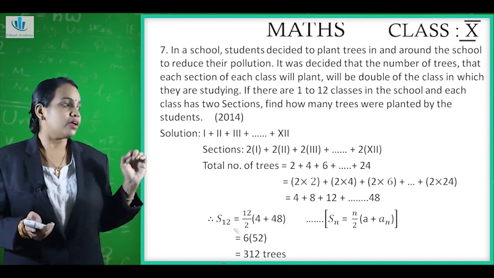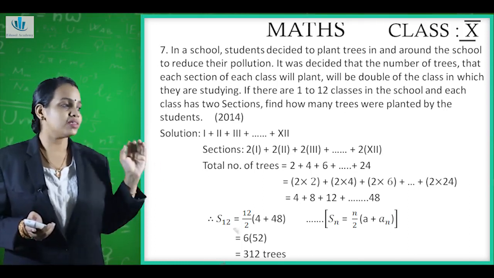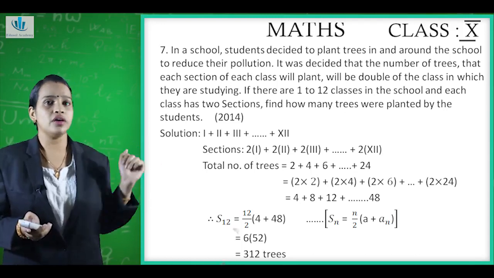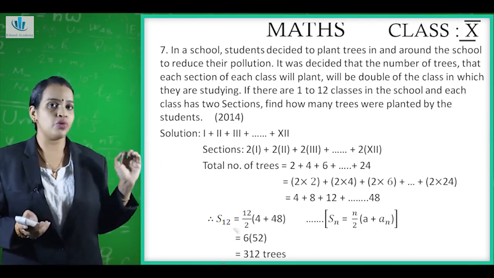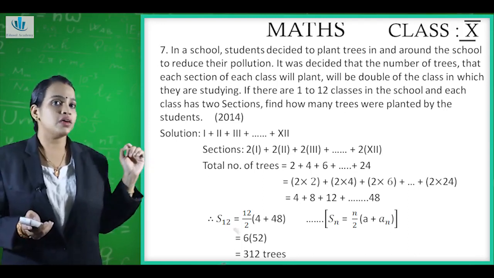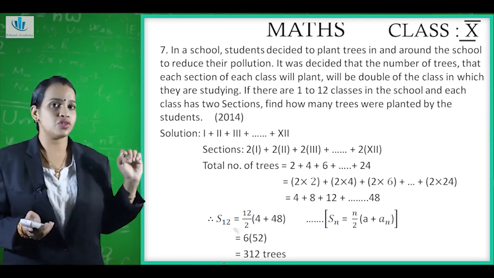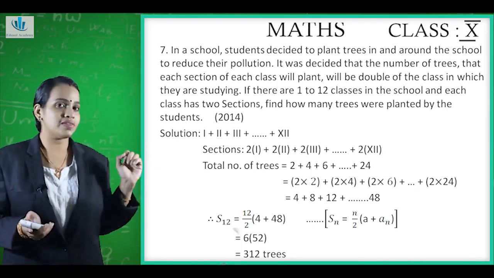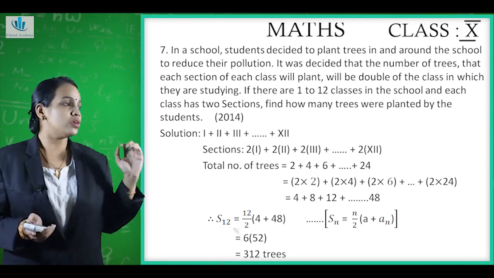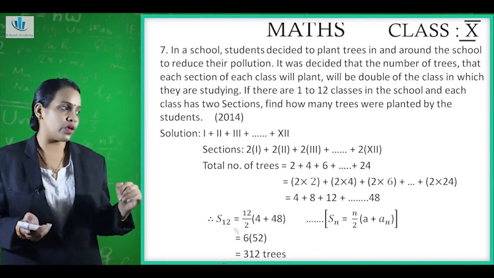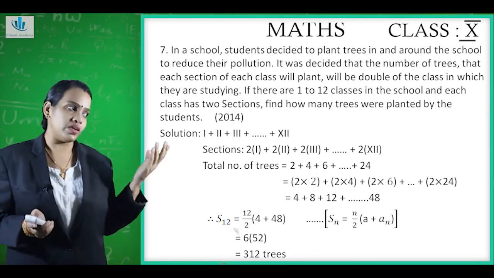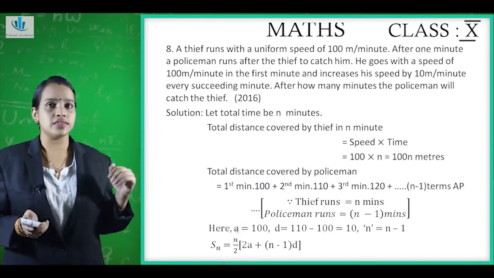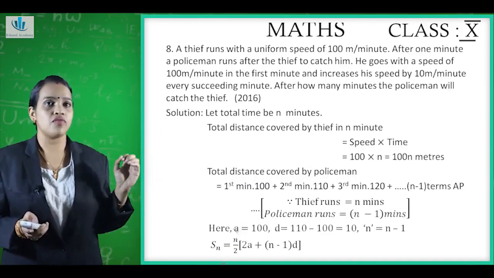Now we can put the formula of the total sum. It is Sn is equal to n upon 2 into a plus an. So we will put the values over here. Now you know how many classes are there. It is 12. So S12 is equal to 12 upon 2 into, you know the value of a, that is the first term, it is 4, plus the last term, it is an, that is 48. So 4 plus 48. 12 upon 2 gives 6. 4 plus 48 is 52. So 6 into 52 is 312. So the number of trees planted by the students is 312 trees.